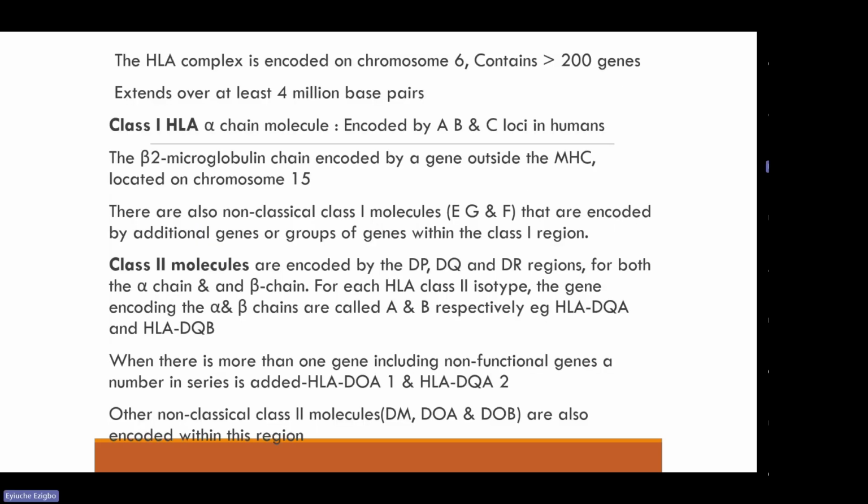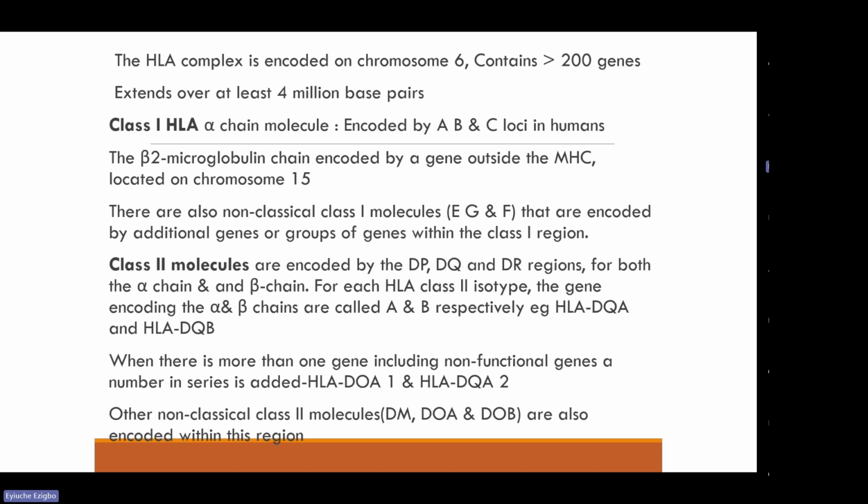So the HLA complex is encoded on chromosome 6. It contains more than 200 genes and extends over at least 4 million base pairs. Class 1 HLA molecules, called the alpha chain molecules, are encoded by the A, B, and C loci in humans.